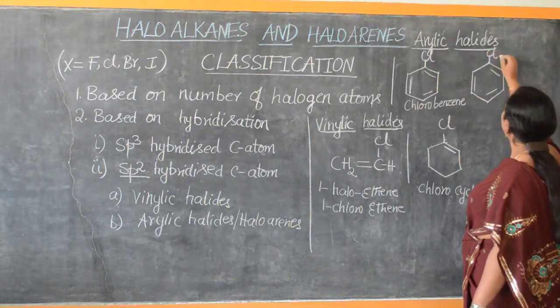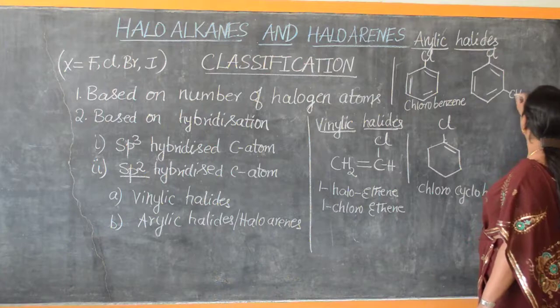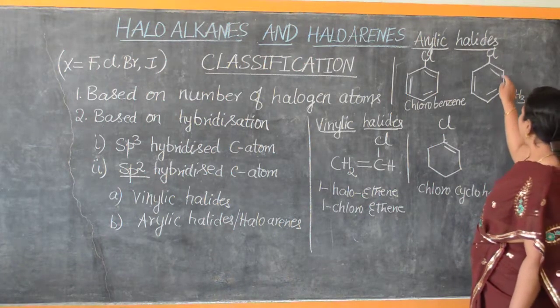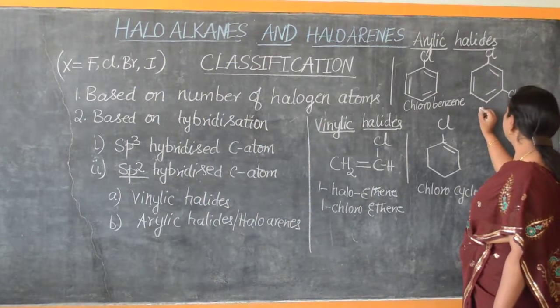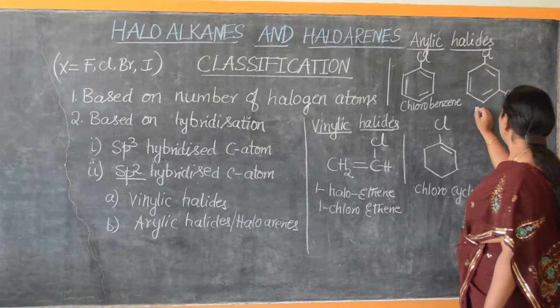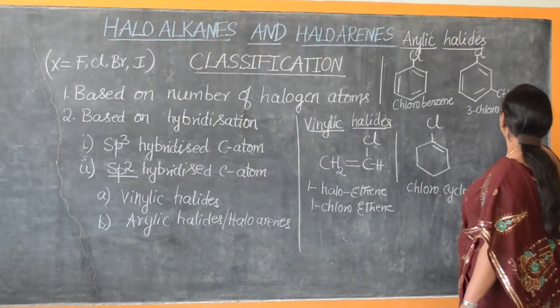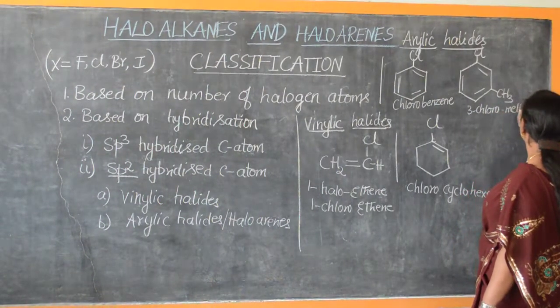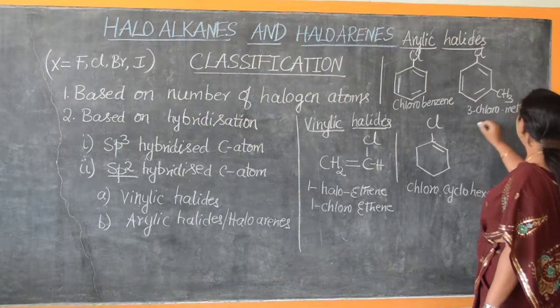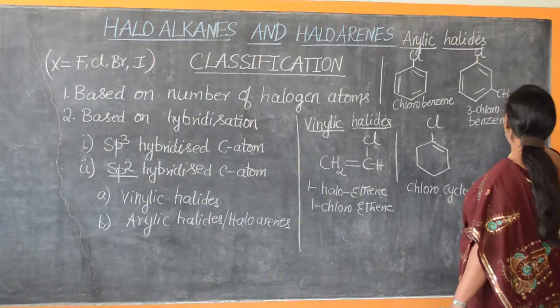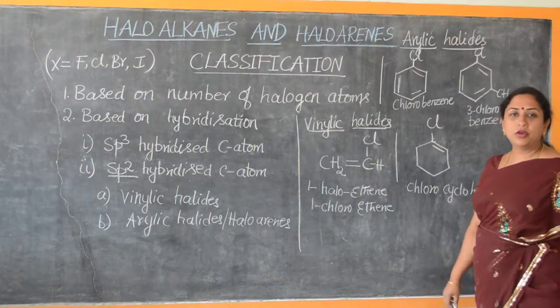Now there is Cl and there is CH3. Then the name of this compound will be, numbering 1, 2, 3, 3-chloromethylbenzene, or instead of writing it as methylbenzene, we can straight away call it toluene.